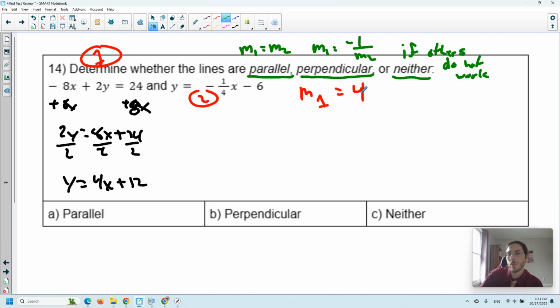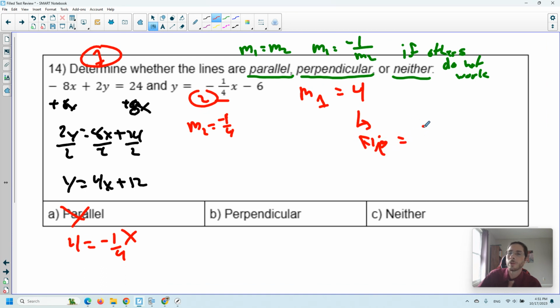So again, m1 is 4. So m2, well, this is already in slope-intercept form. So m2 is negative 1/4. So is 4 equal to negative 1/4? The answer is no, so they are not parallel. So perpendicular would be up next. So to do that, I just like to work with m1 and then finally figure out what I'm going to end up with. So the first thing I'm going to do is flip it.